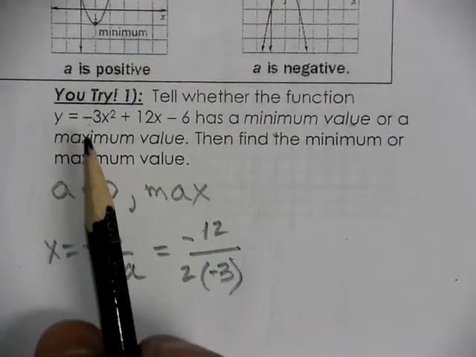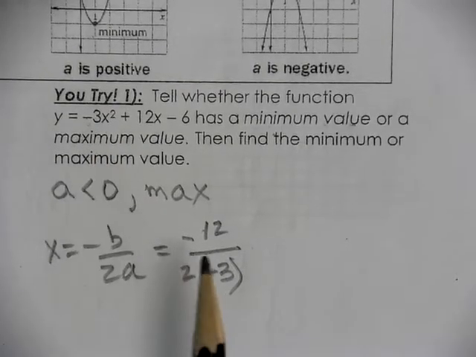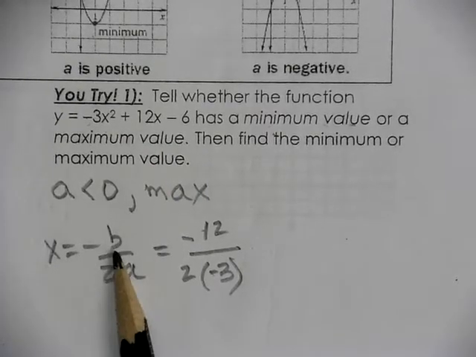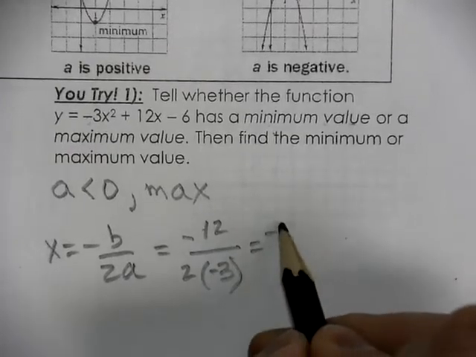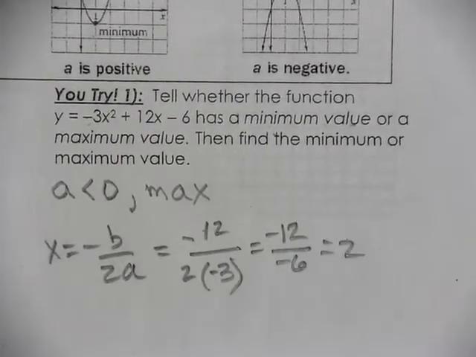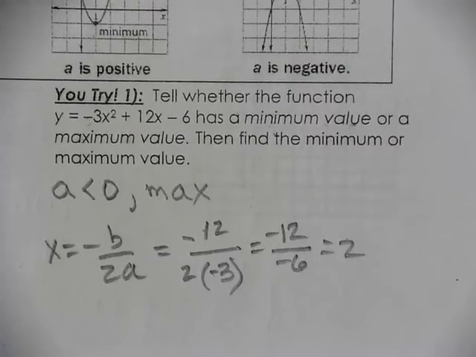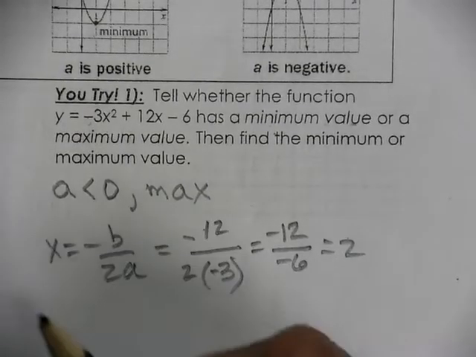I can look at my equation and I can see that the a value is the negative 3 and the b value is the 12. The formula is negative b, so it turns out to be a negative 12 divided by a negative 6, which gives us a positive 2. Now that's just the line of symmetry. The vertex is on the line of symmetry.